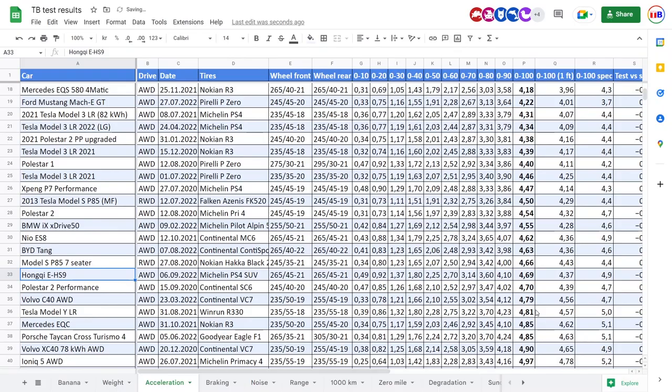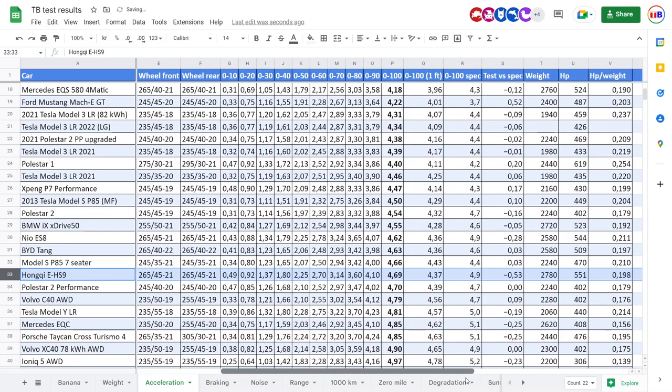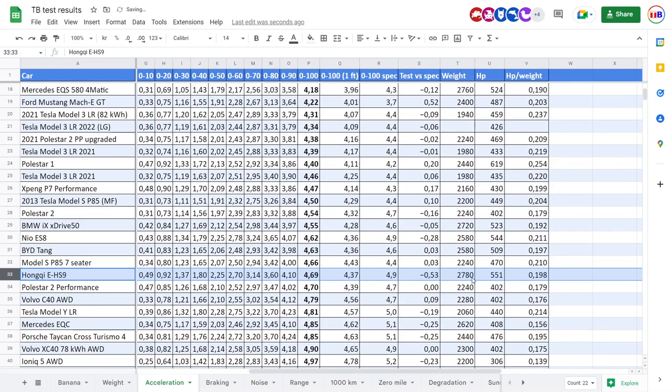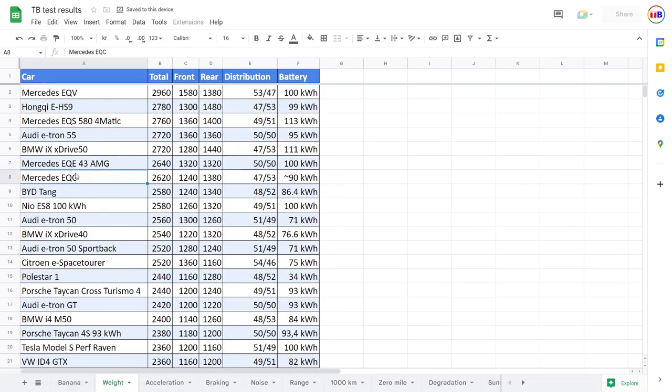Right, we're back home. Let's take a look at the result in the Google Sheet. So you see here, acceleration: according to spec, it's supposed to be 4.9 seconds, but it's 4.69 seconds. And if we look at the weight, man, this is the heaviest. Let me just show you here, by the way, since we have all the data. Look here, the Hongqi is even heavier than the Audi e-tron.